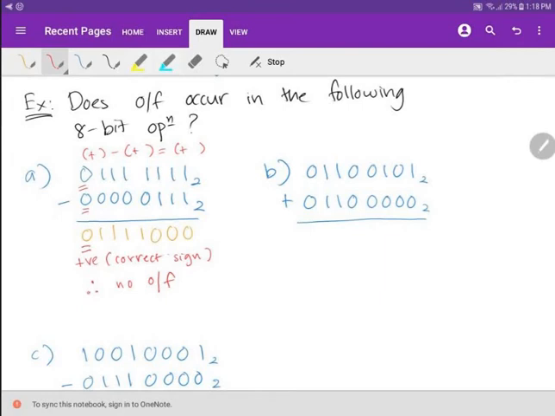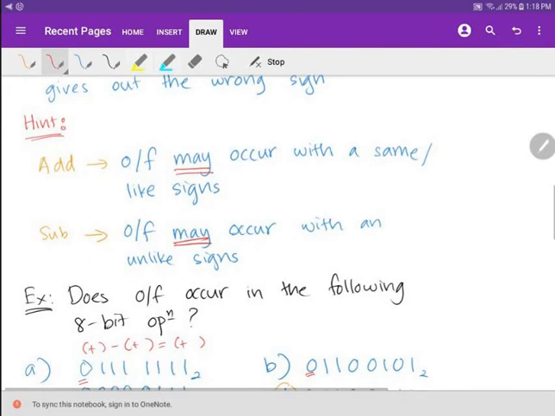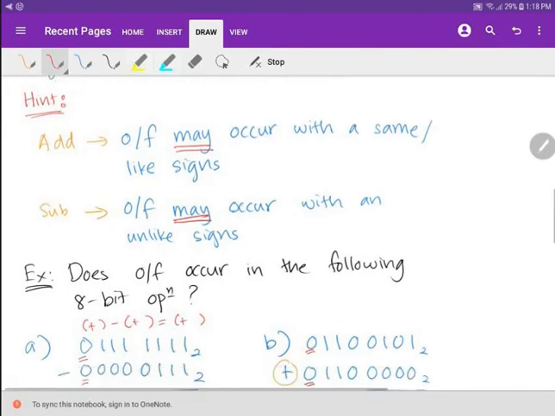The next example, we are performing addition. So what was the hint on addition? Now first of all, let us see, is it the same sign? Yes, it is the same sign. So what does the hint say about adding same sign? May occur, right? But it says may, not will occur. May, possibilities, but we have to check.